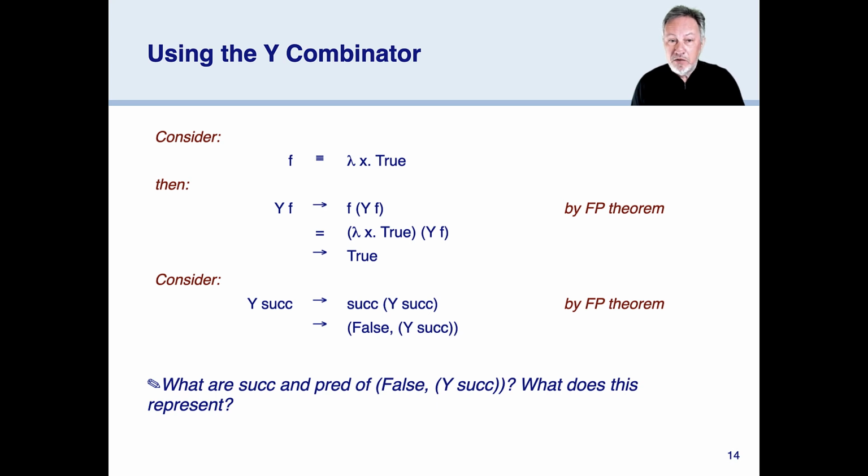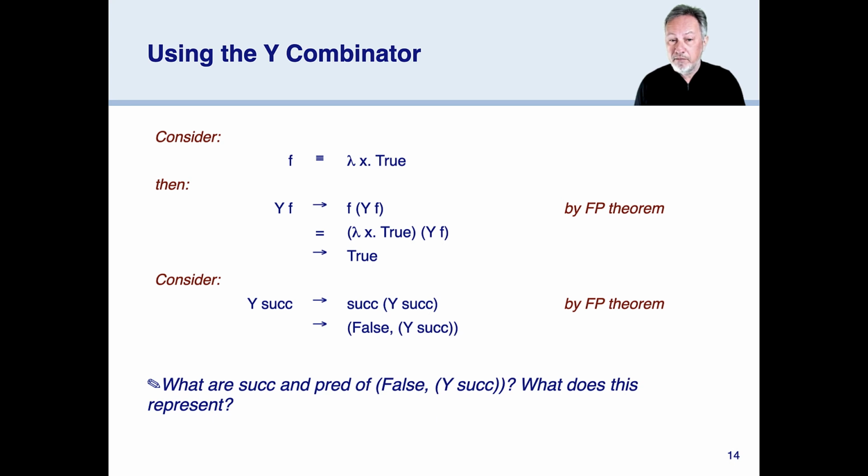Let's see how we can use the Y combinator. Have a look at some of these expressions. So suppose we take the function f, which takes an arbitrary x and returns true. So it's essentially a constant function. For any argument, it will return true. Let's take the fixed point of that.